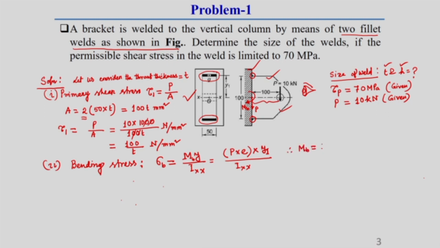So, MB equal to force into eccentric distance. The force is 10 kilonewton, so 10 into 1000 into E, which is 100. So, MB equal to, directly I am putting these values, and the unit will be Newton millimeter. Now, y1 is also known to us, y1 equal to 100 by 2, that is equal to 50 millimeter. So, here we have to find out Ixx.